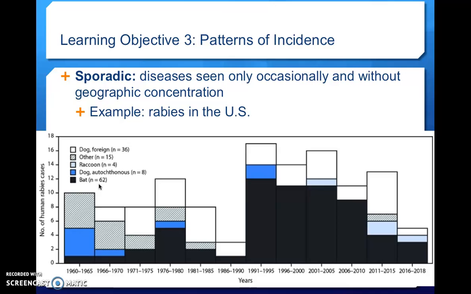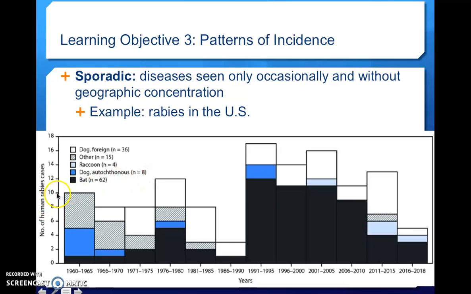So first one, sporadic. This means a disease is only seen a little bit or occasionally and without geographic concentration. That's key here. So that means it's not associated with a particular place. So here's an example of rabies in the US is something that is sporadic.